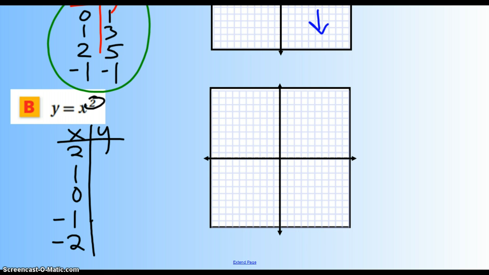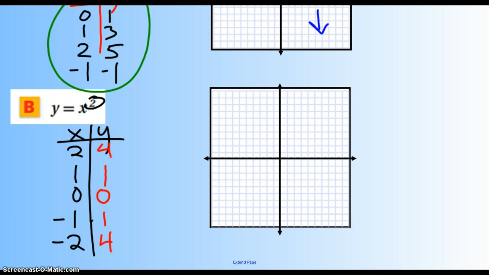Alright, so if I put 2 in for x, I get 2 to the second, which is 2 times 2, or 4. If I put 1 in for x, I get 1 to the second, or 1 times 1, which is 1. 0 to the second is 0. Negative 1 to the second power, so that's going to be negative 1 times negative 1, gives me a positive 1. If I do negative 2 times negative 2, I'm going to get positive 4, because 2 negatives multiplied gives me a positive. So now here's what this graph is going to look like.